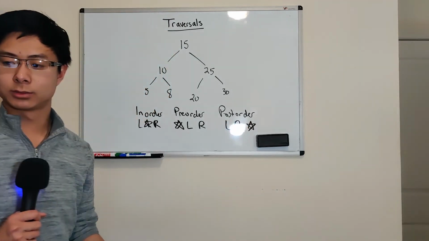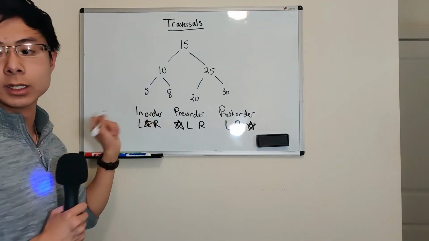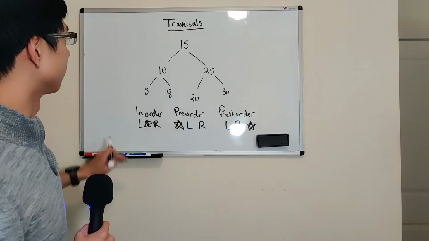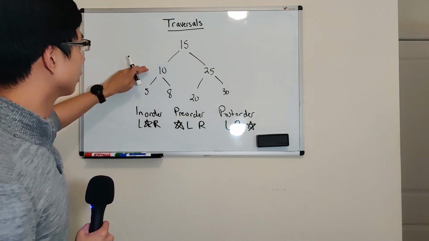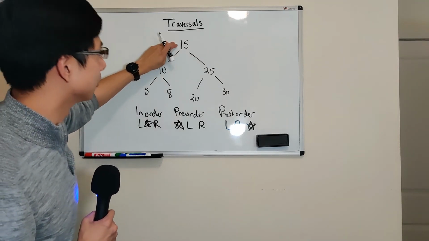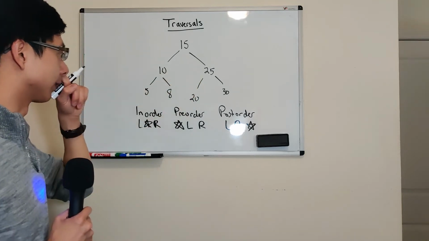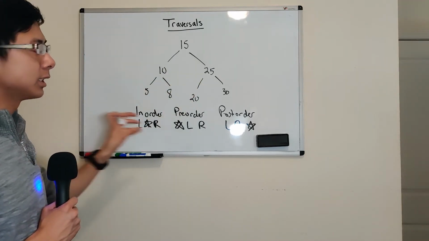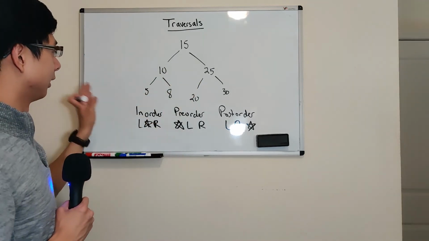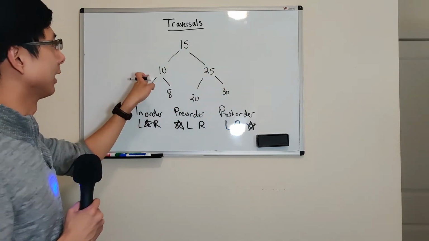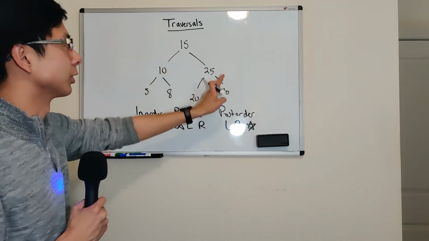And as with all things trees, this is recursive. So if I want to do an in-order traversal of here, I'd have to do an in-order traversal of the left child and then put in the root and then an in-order traversal of the right child. Now, the easy way to remember these is, well, in order, just left, middle, right. So left and then the root, which is always in the middle, and then the right child.